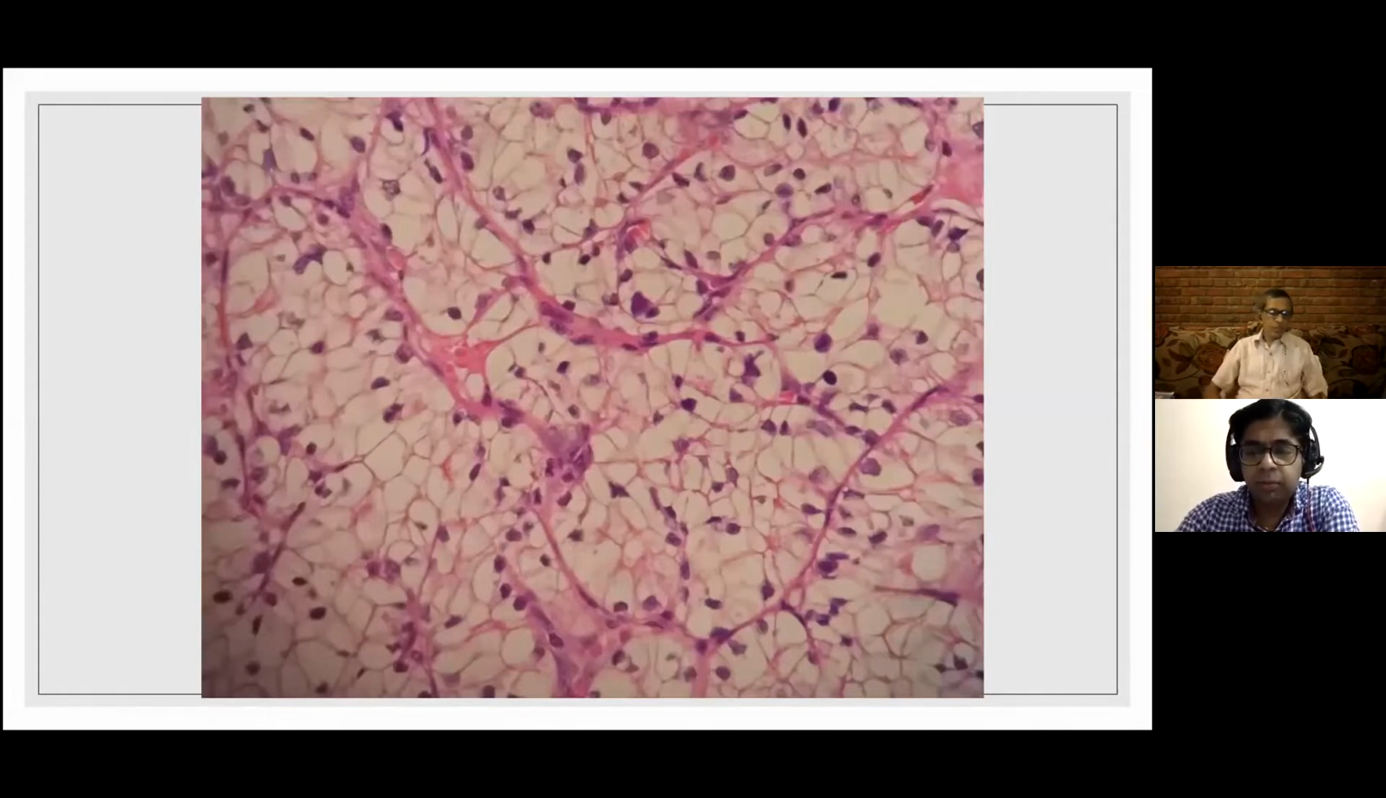Patient has well-controlled hypertension, has no other comorbidities. In the history, there is nothing significant. Examination also couldn't find anything positive. What will you do now? He has a mass in the ultrasound scan.